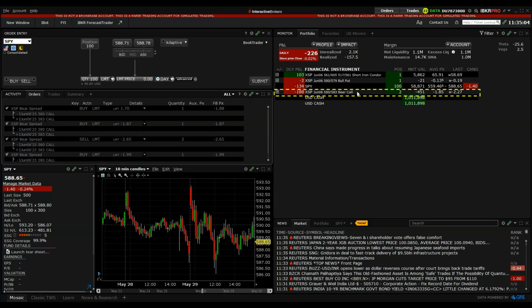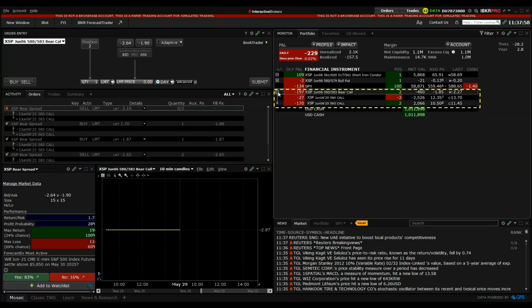Go to the Mosaic platform of Interactive Brokers and locate the position labeled XSP June 6 580/583 bear call. The yellow dashed box on the screen highlights the exact position we're instructed to close. You'll notice a plus sign on the far left. Clicking the plus sign expands the spread, revealing the individual option legs that make up the position. The symbol then changes to a minus sign, indicating that you can collapse the spread again.